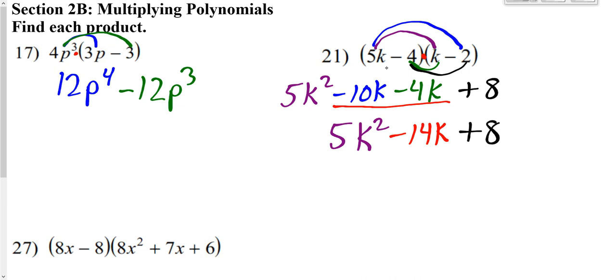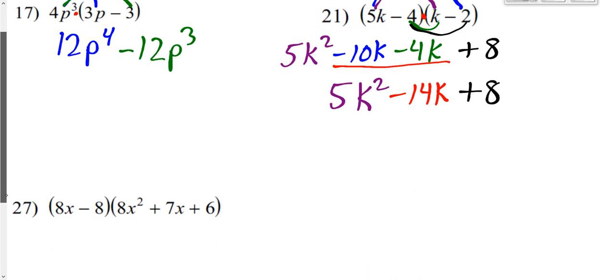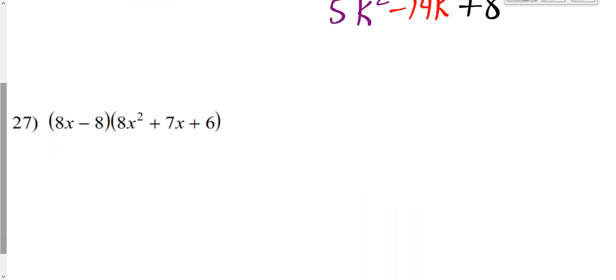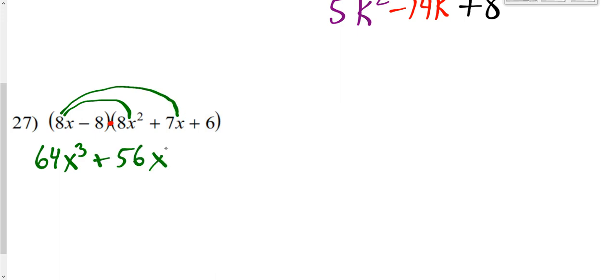Now, that was taking 2 terms from 2 terms. We're really pretty much doing the same type of thing down below here because it's multiplication in between our parentheses. So I need to take this 8x times this first term, and that would be 64x cubed. I need to take an 8x times the next one, and that would be 56x squared. And then I need to take this 8x times my last term here, and that would then be 48x.